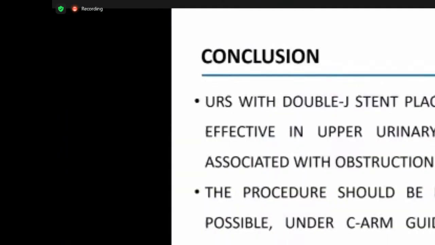So, in conclusion, ureteroscopy with double J stent placement is safe and effective in upper urinary tract infection associated with obstruction. The procedure should be done as soon as possible under CM guidance to provide better outcomes for patients.